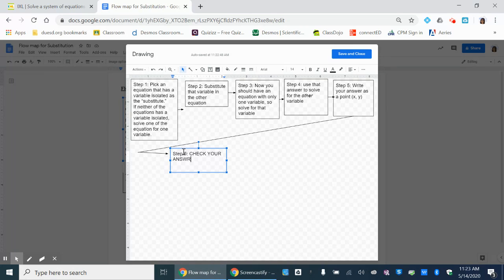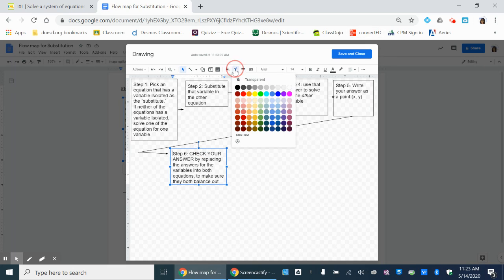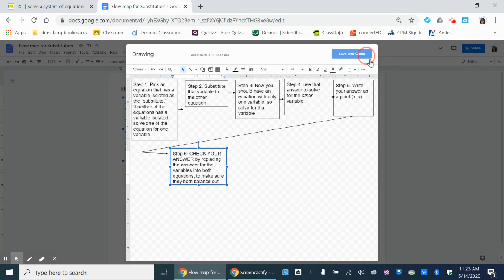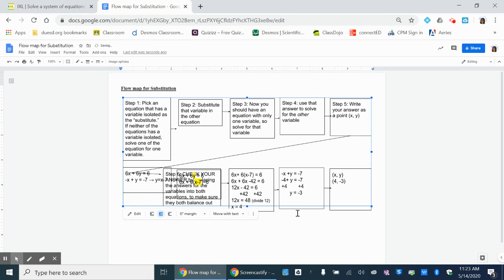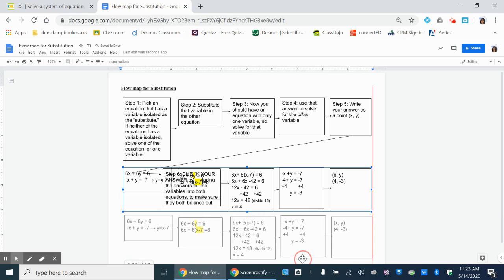Check your answer by replacing the answer into both equations. Make sure they both balance out. I want to put a smiley face because I know you guys love doing that last step. And I will go ahead and add a border color so it is visible there. And now I'll scoop this down.